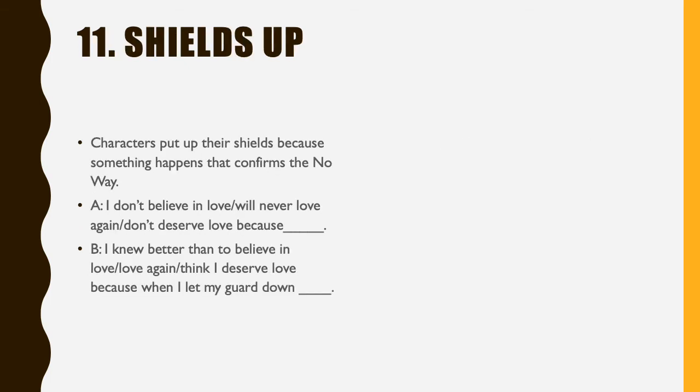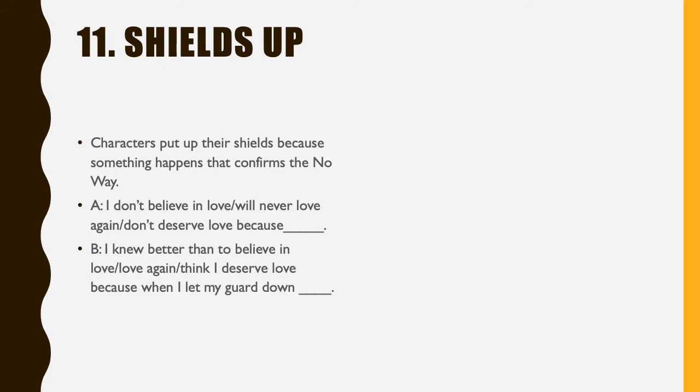Next, we have Shields Up. This is when the characters put their shields on because something happens to confirm their no way. So they're essentially closing themselves off to the promise of the novel. So some examples of this could be, I don't believe in love, or I'll never love again, or I don't deserve love because I did something bad in the past and don't deserve to be happy.